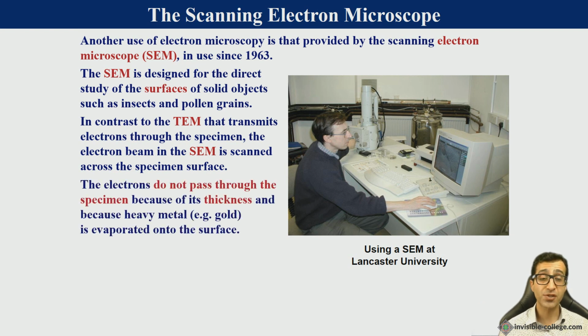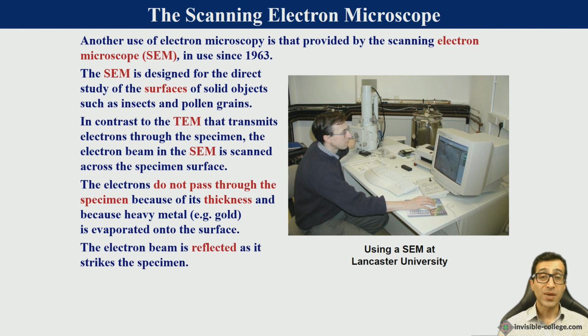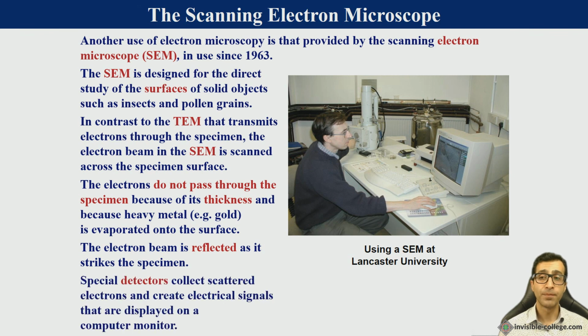So the electrons don't pass through the specimen in this case, because of the thickness of the specimen, and also because the specimen in this case is coated with a layer of a heavy metal such as gold. So in this case, the electron beam is reflected off the specimen's surface as it strikes the specimen, and special detectors collect those scattered electrons, and those will then create electrical signals in those detectors, which are then passed to a computer which assembles those signals into an image which can then be viewed by the operator. And you can see such a scanning electron microscope being used here.